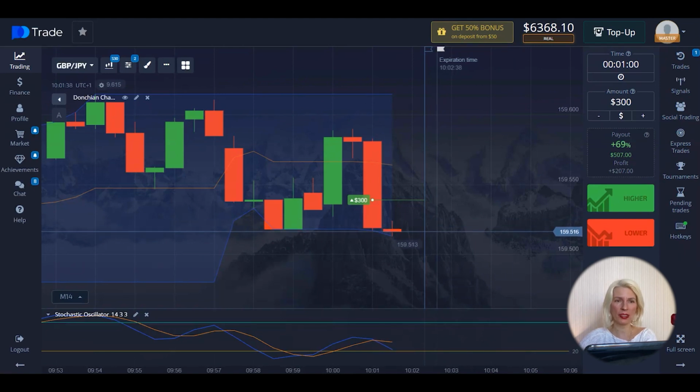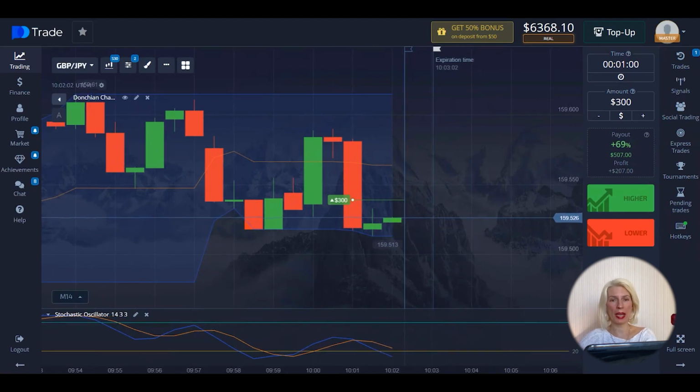Now let's take a look at what's going on in the market. Quotes continue to fall down, reaching their lowest level in the last 3 minutes. And a new candlestick tries to push the lower band of the Donchian indicator. Well, the situation was not good for entering the trade. I didn't take my time. Very little chance of not losing the bet.